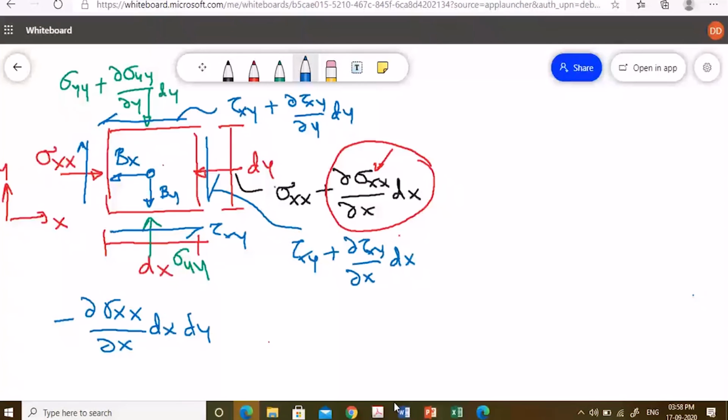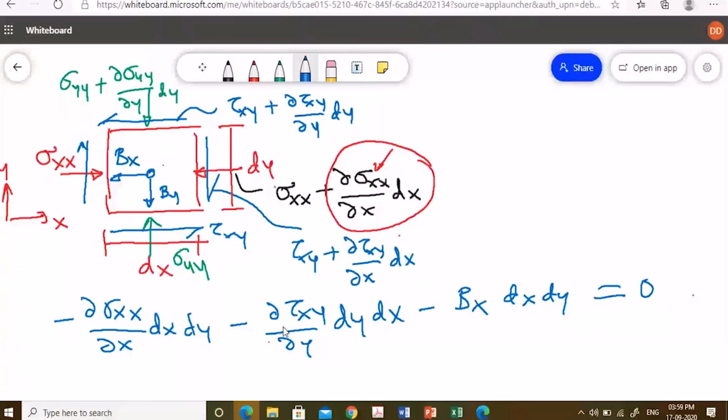That is in the x direction, this one, tau xy, and this. So similarly, I will find minus del tau xy by del y dy dx, because it is applied on the dx plane. This tau xy. And I have this body force component, which is minus bx, and this is per unit volume or per unit area. So this is 0. This is the equation in x direction. Similarly, I can write in the y direction also.